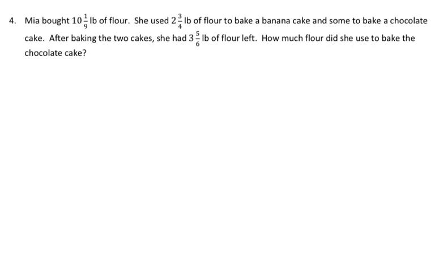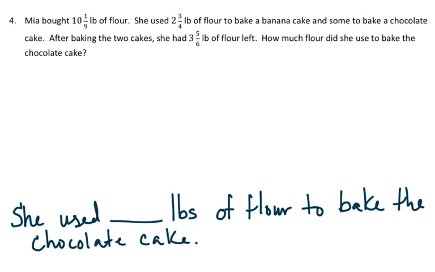Now we're going to be doing the word problem number 4 from the homework, and it says Mia bought 10 1/9 pound of flour. She used 2 3/4 pound of flour to bake a banana cake and some to bake a chocolate cake. After baking the 2 cakes, she had 3 5/6 pounds of flour left. How much flour did she use to bake the chocolate cake? So I always start with my target sentence. The target sentence reads, she used blank pounds of flour to bake the chocolate cake.